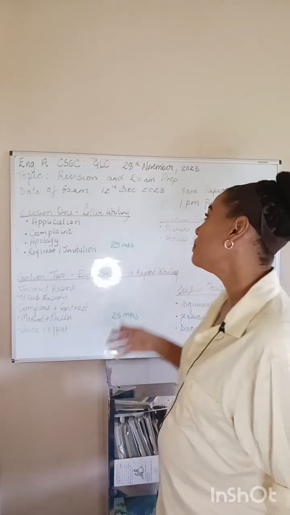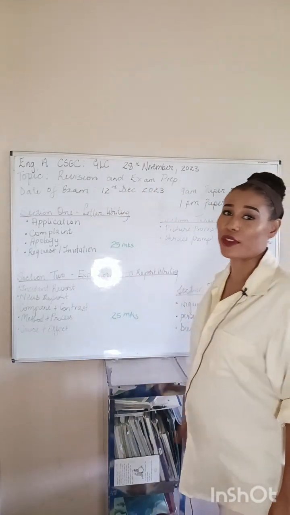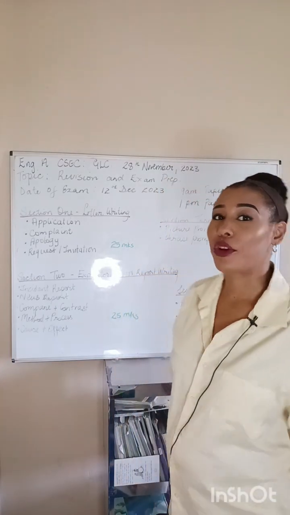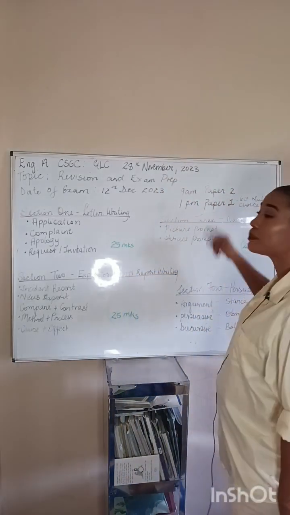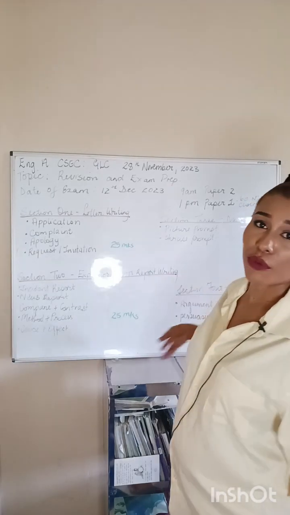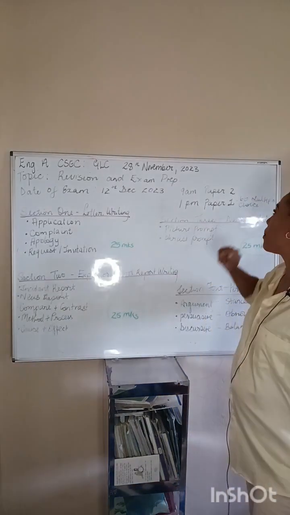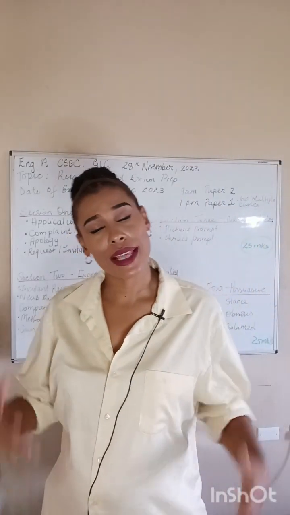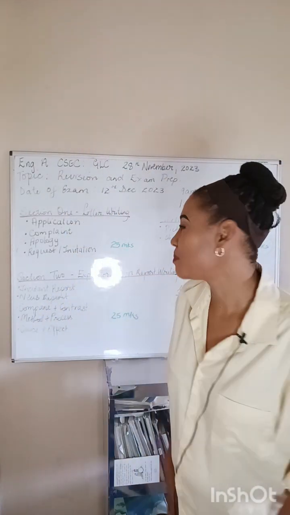So on the board, as you can see, the date of your examination is the 12th of December, and you will have your paper 2 at 9 a.m. Paper 2 is where you complete these 4 essays, and paper 1 will be at 1 p.m., where you have 60 multiple choice questions testing a range of skills.